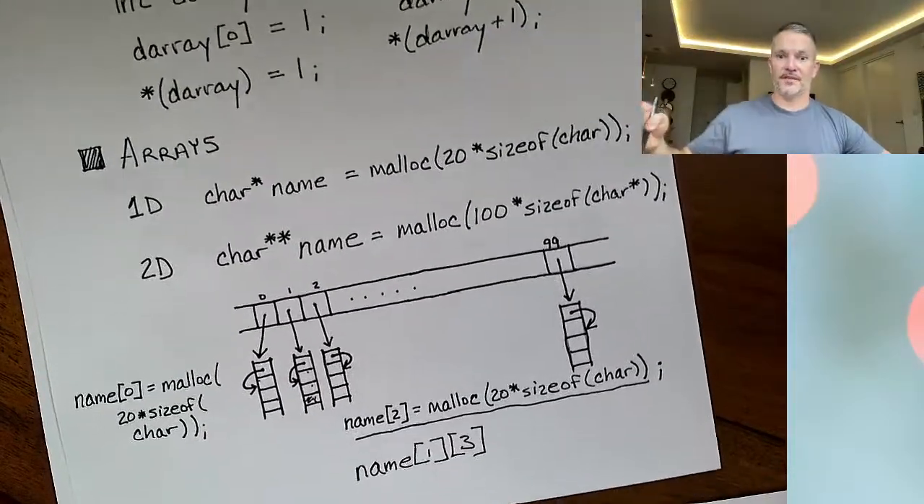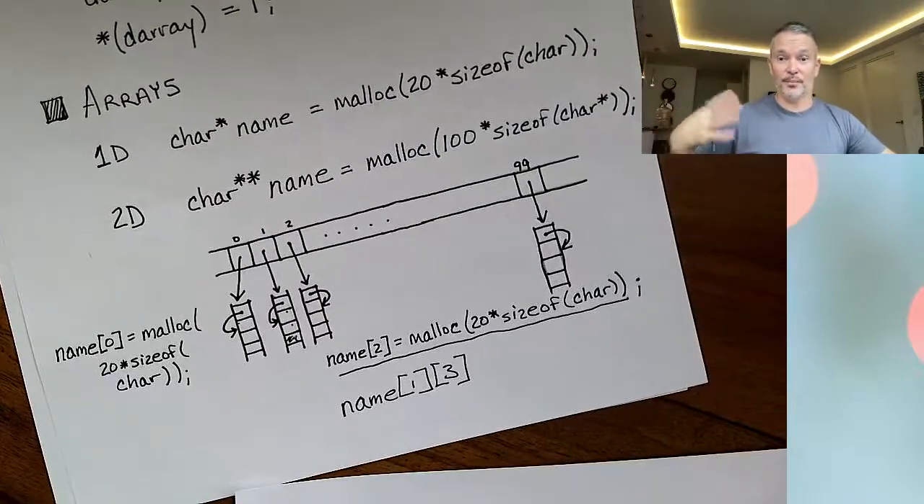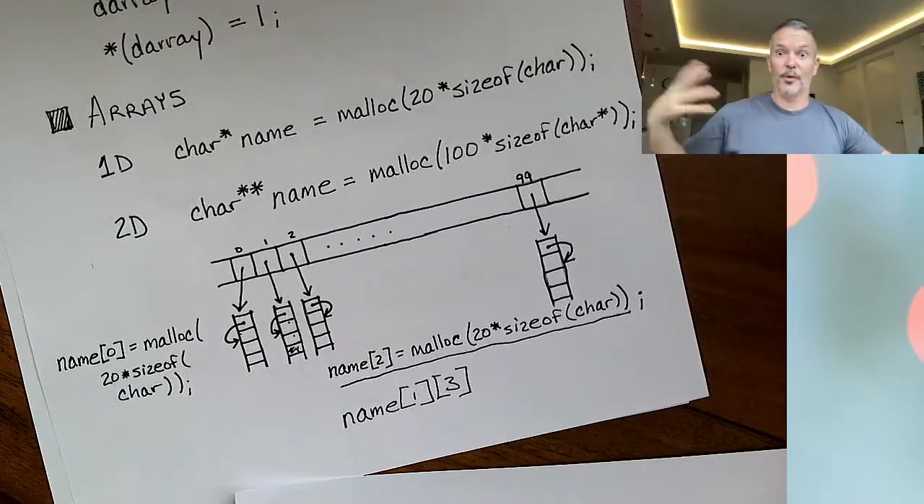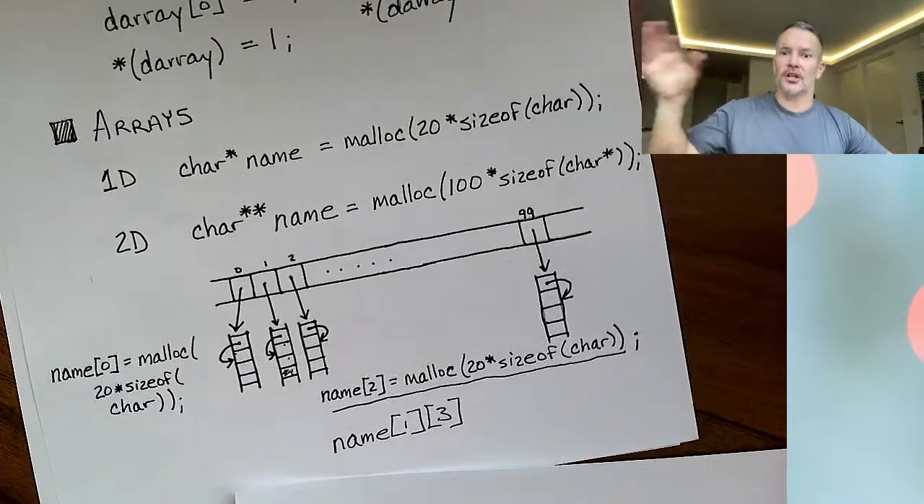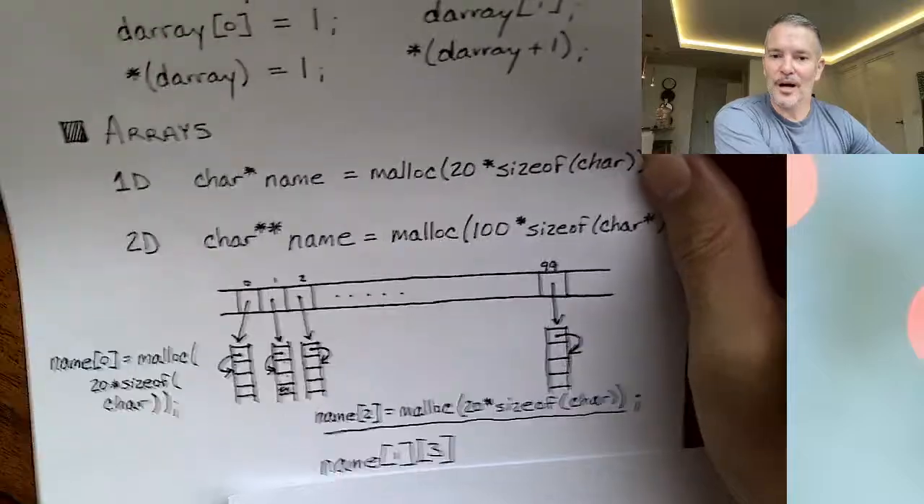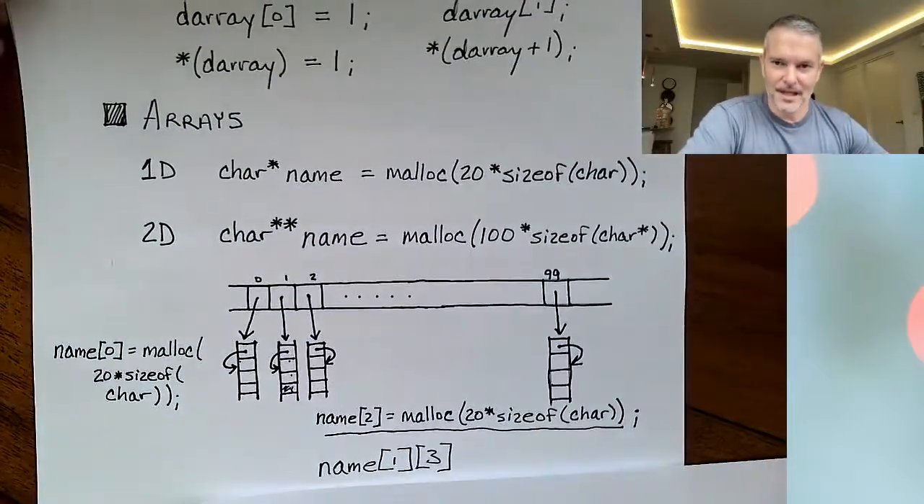A three-dimensional array would have the same strategy, but it would be a pointer to a pointer to a pointer. So it would be a char star star star array. This is a little complicated to make sense of.